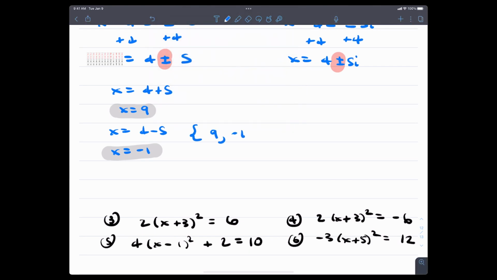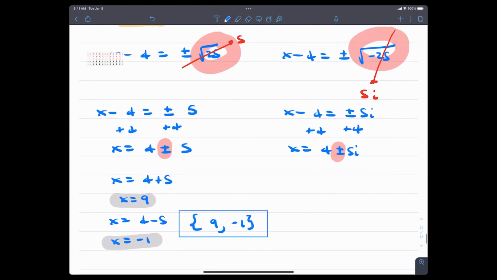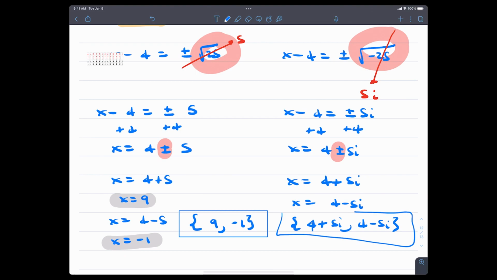Nine comma negative 1. There you guys go. Okay, you guys see that there? Really good. The other one, though, you have to know whether you can combine your like terms. 4 plus 5i, you can't combine. 4 minus 5i, you can't combine. So you have 4 here plus 5i is 4 minus 5i. And there it is. There you go.